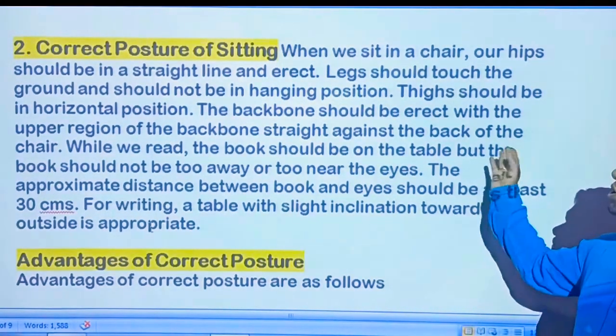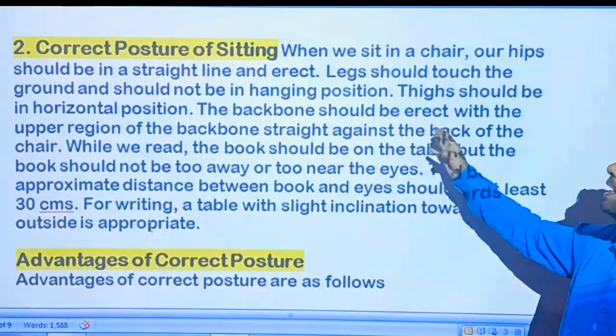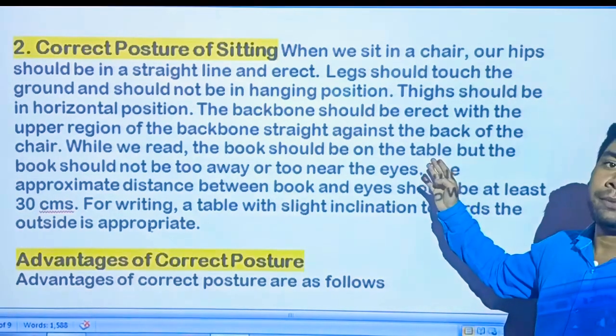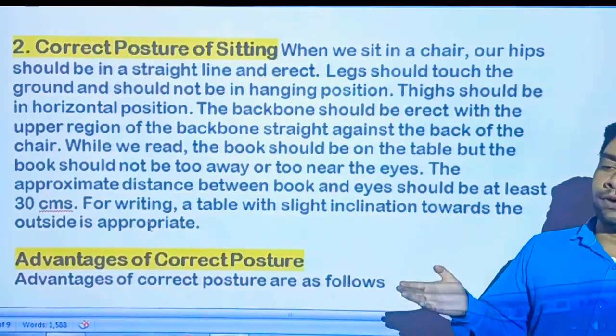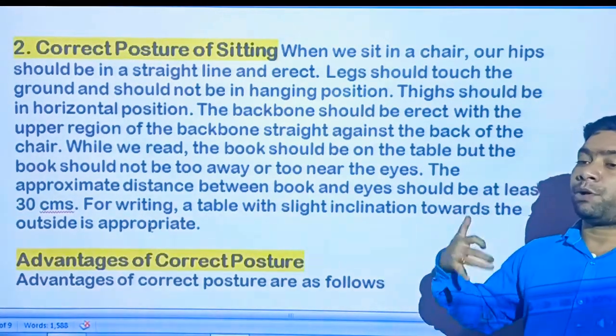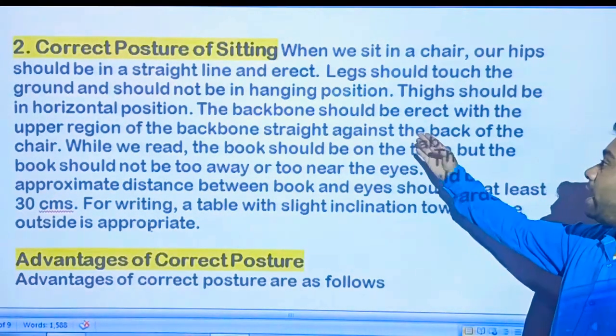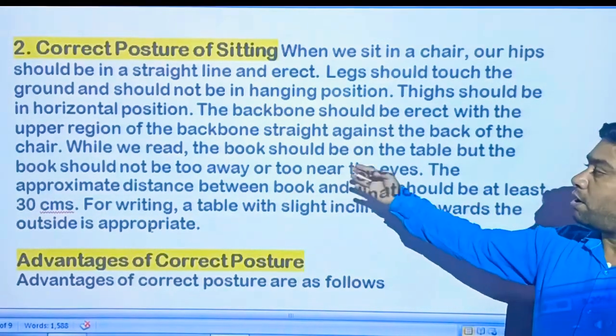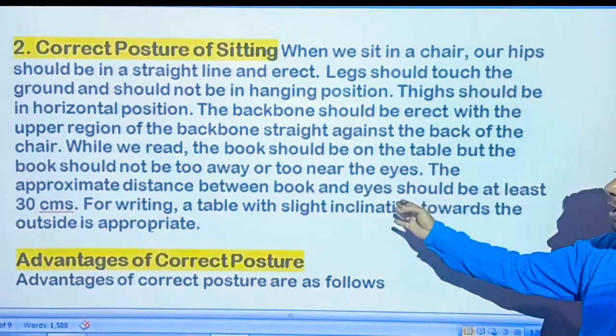Legs should be touched to the ground and should not be in a hanging position. Most of the time, we put one leg over another and keep it in a hanging condition. That is a problem for blood circulation. And you should sit erect, with the upper region of the back straight against the back of the chair.